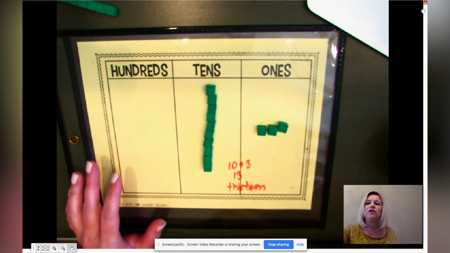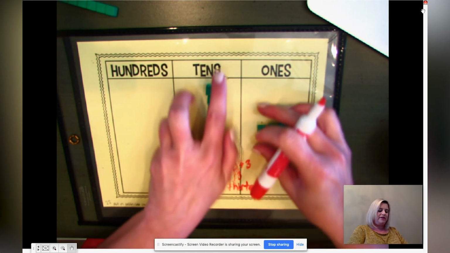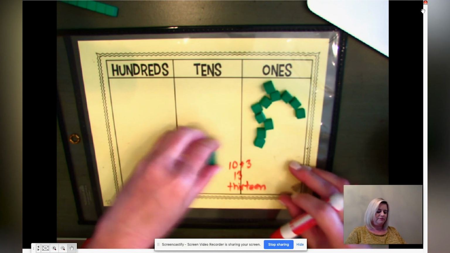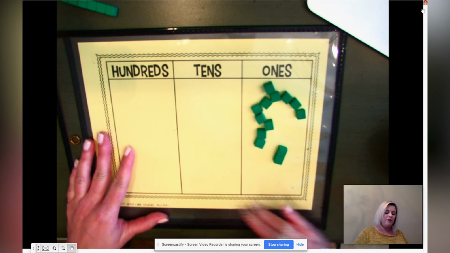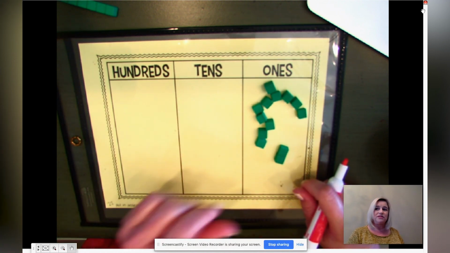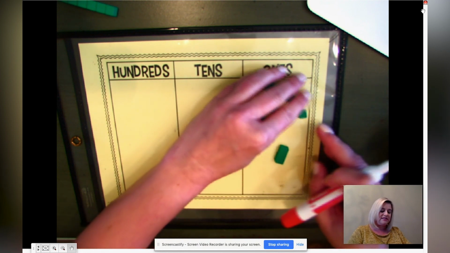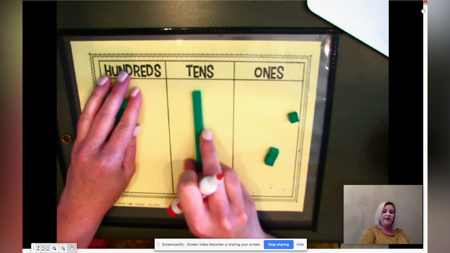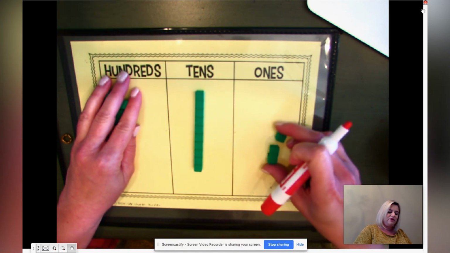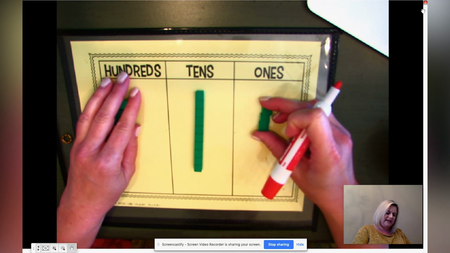So, boys and girls, we quickly did a model of 13 ones. Remember, they were all over here. Then we decided what would be quicker to be able to count, and we bundled together 10. And we moved those 10 over to the tens place. And now we have 1 10 and 3 ones. Let's compare the two that we did.